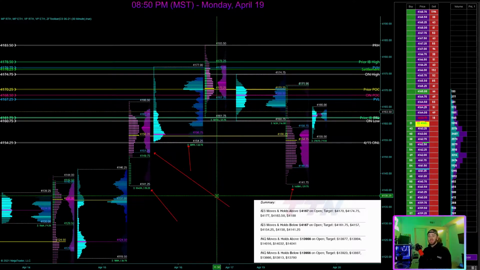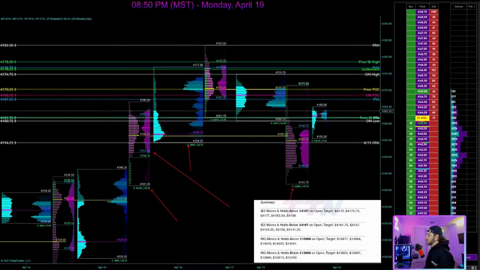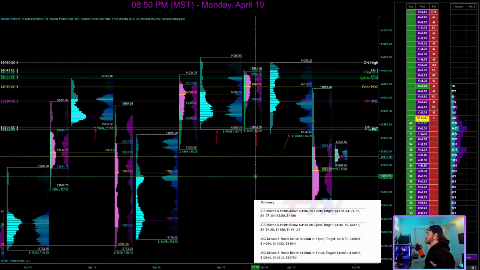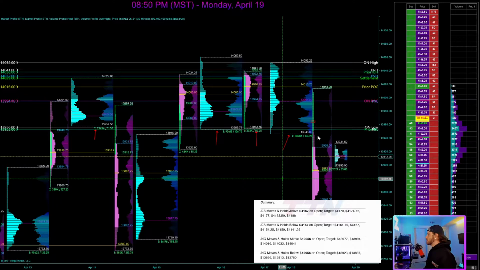So all in all, on ES, bears were in control. It was a little choppy for the most part, but we could not move and hold above that Friday POC. We couldn't move and hold above the overnight point of control. And when that happens, that is bearish. So bears were in control, and we did not get much upside action at all. Very similar to NQ as well, where the bears were indeed in control.